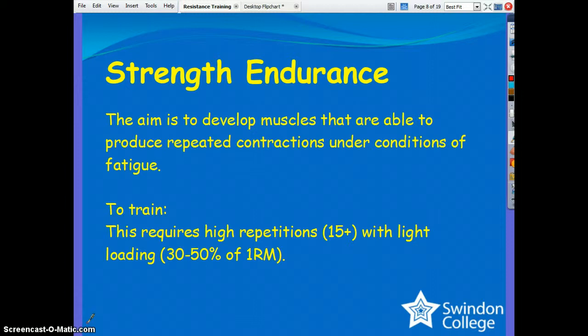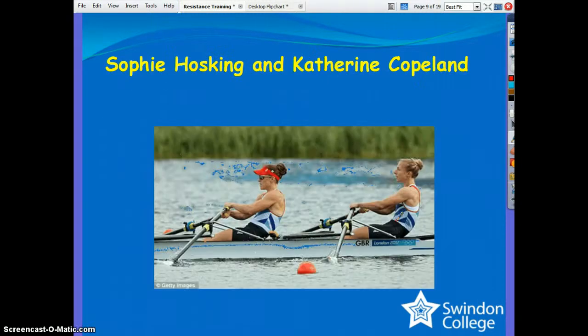So the key bit of information here is the repetitions and quite light weights. Okay. So here is an example of strength endurance. Sophie Hosking and Katrin Copeland, 2 Olympic gold medalists, being able to recreate that rowing motion over and over again, even though the body is starting to get quite tired, and still be able to reproduce that motion at maximum force, even though it's coming towards the end of the race and the bodies are getting quite tired.